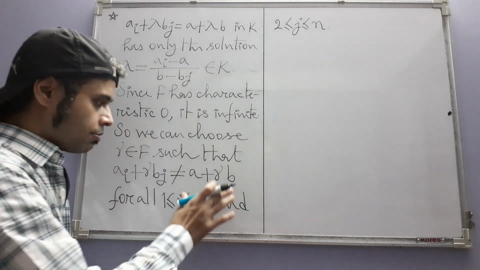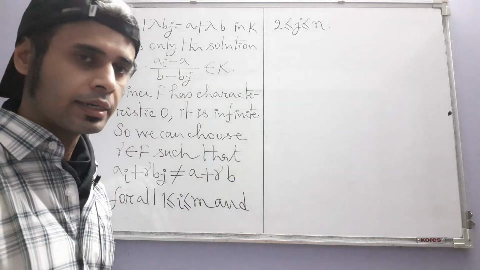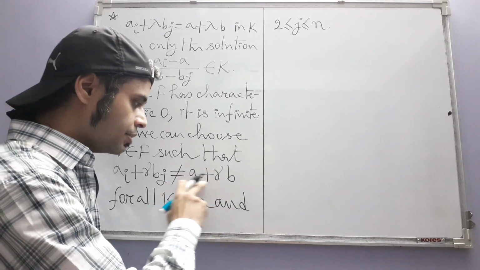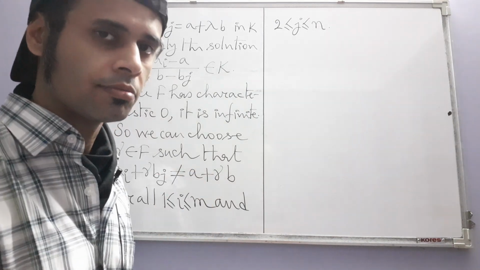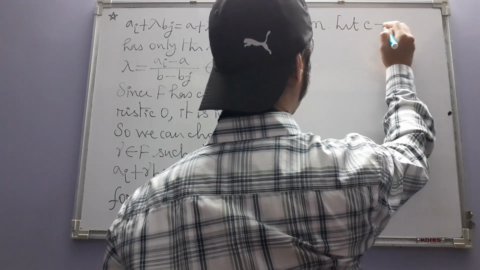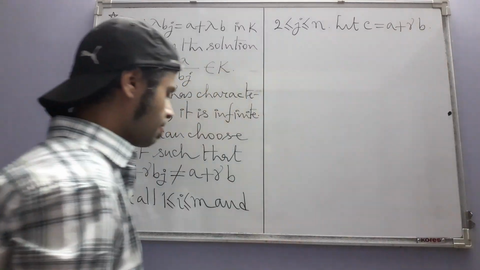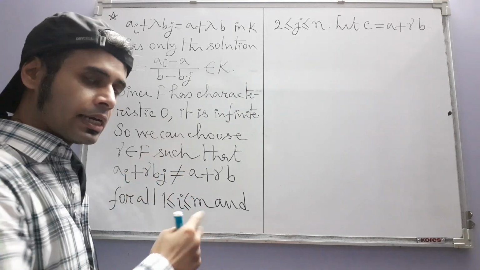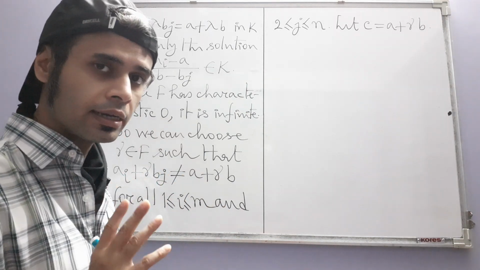Okay, now we are going to call this element C, and we will show that if you attach this C to F, then that becomes equal to the extension F(A, B). Let C be equal to A plus gamma B. Note that gamma is coming from F, so ultimately gamma is again in K, and A and B of course are in K. Why are A and B in K?